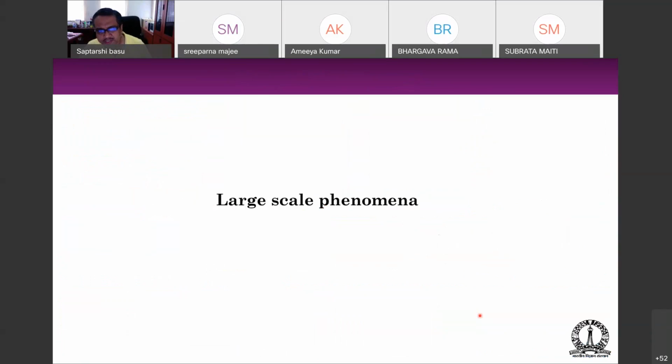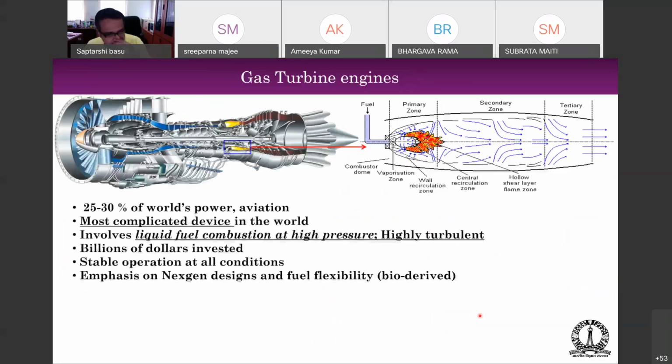So let us look first at the large scale phenomena in this particular context, and let us see how we do on that. The large scale phenomenon in which we are intimately involved is gas turbine engines. As you can see, this is a full-fledged gas turbine, and only the part which is boxed, the blue box, is where the combustion processes actually take place. That is a very small part of the entire gas turbine, basically the driver of this whole system.